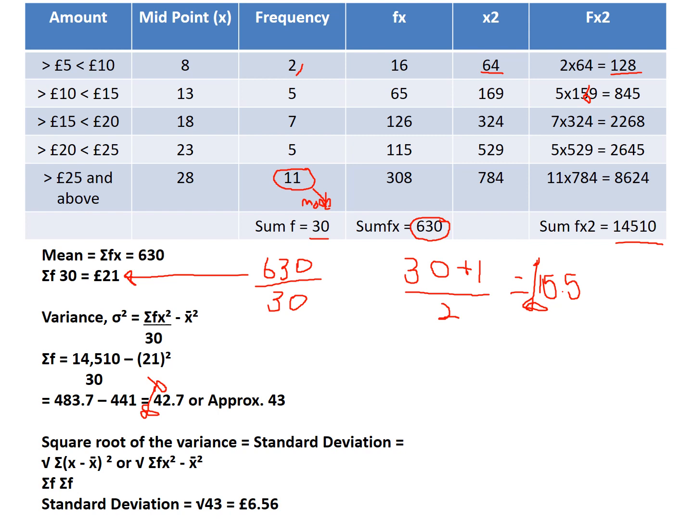So now we worked out the mode, which is the most frequently occurring. We worked out the median. The median is the middle amount of money being spent. We worked out the mean, the average amount of money being spent, which was £21. We worked out the variance in terms of the maximum range of about £43. Now we have to work out the standard deviation.